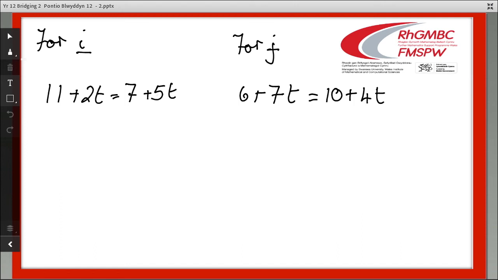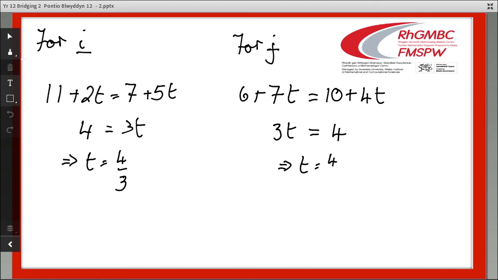Now, if we solve the i component first, 11 take away 7 is 4, and 5t take away 2t gives me 3t. So this implies that t equals 4/3. The next one, 7 lots of t take away 4 lots of t gives me 3 lots of t, and 10 take away 6 gives me 4. So this implies that t equals 4/3.